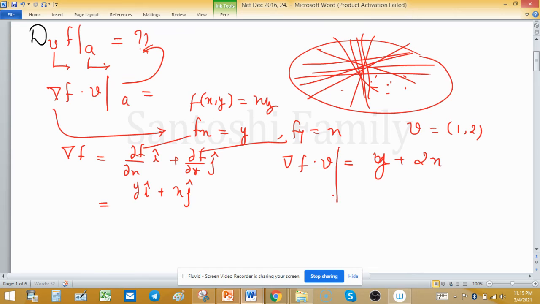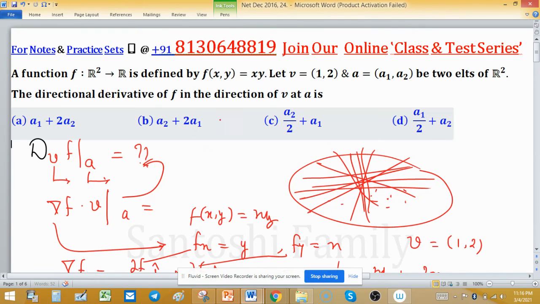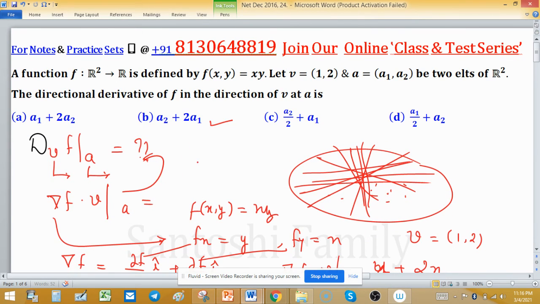Now at the point a, and a is (a1, a2), the constituents of a are a1 and a2, so this is the value of y and this is the value of x, so this is equal to a2 plus 2 times a1. Now which option is giving this value a2 plus 2 times a1? Option b, so option b is right here.